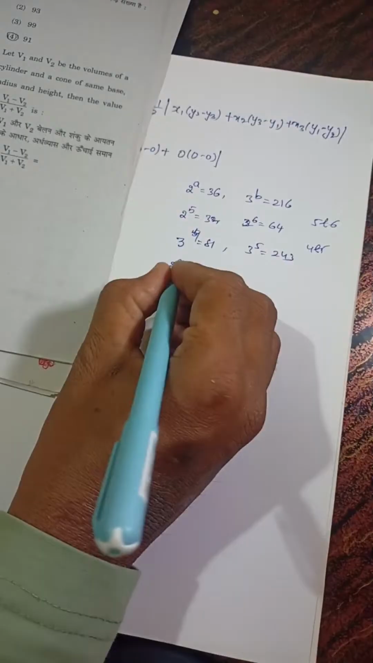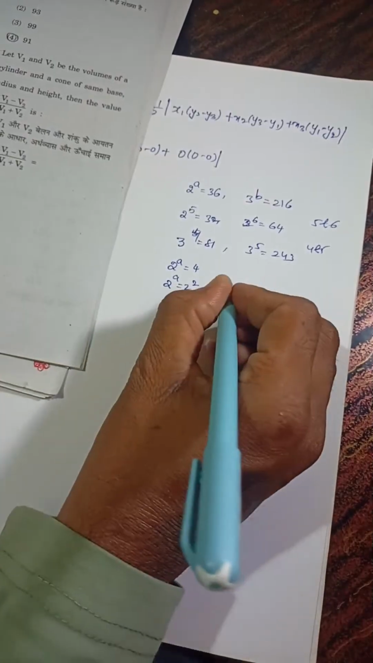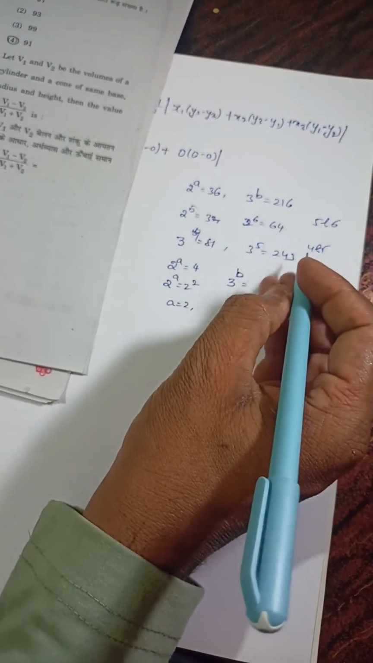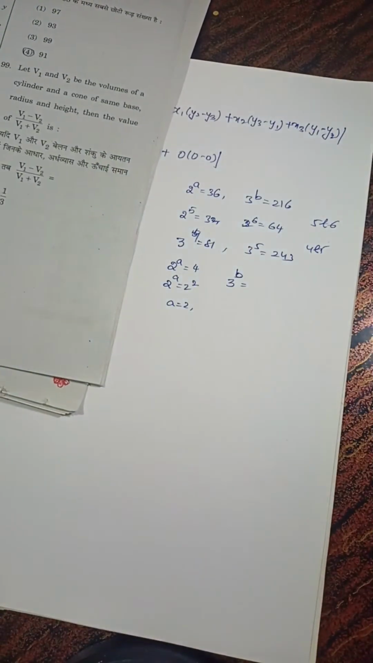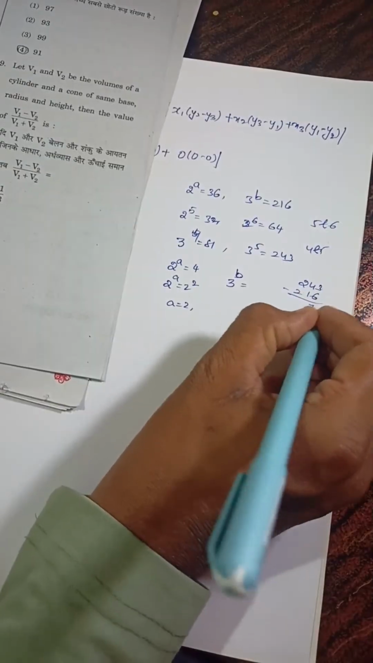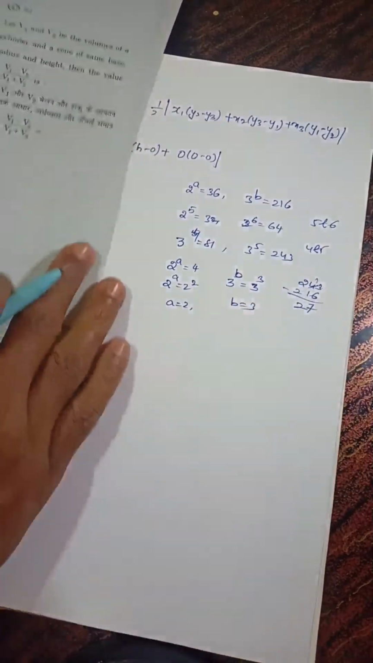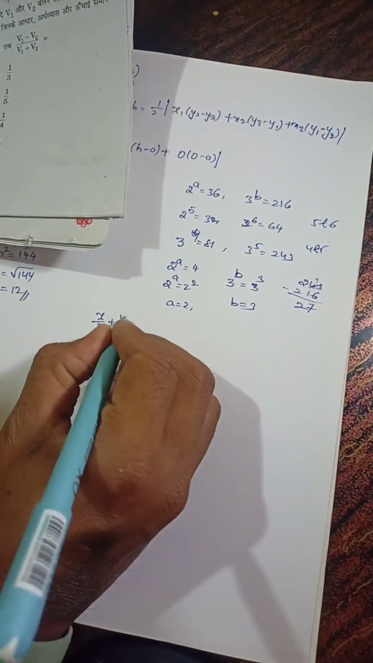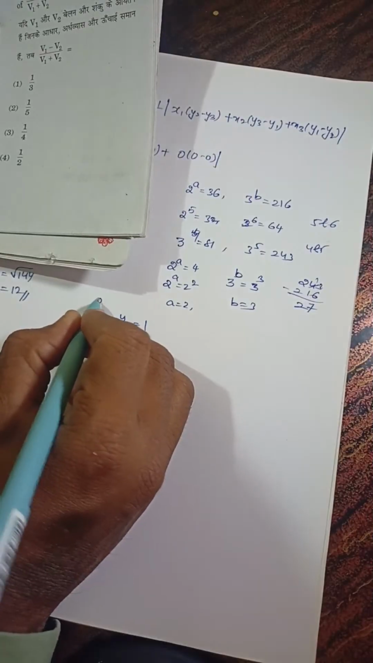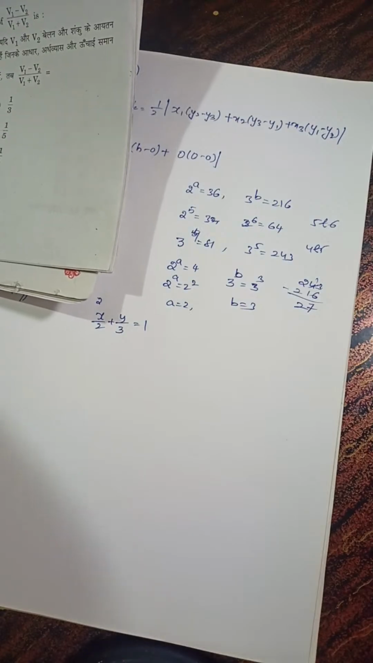If you take 2 power of a as 4, 2 power of a equals 2 power of 2, so a becomes 2. Then for 3 power of b, what is the remaining here? 243 minus 216 is 27. 27 means 3 power of 3, so b becomes 3. So a is 2, b is 3. We have to get x by 2 plus y by 3 equal to 1, so we have to get the answer only 1.